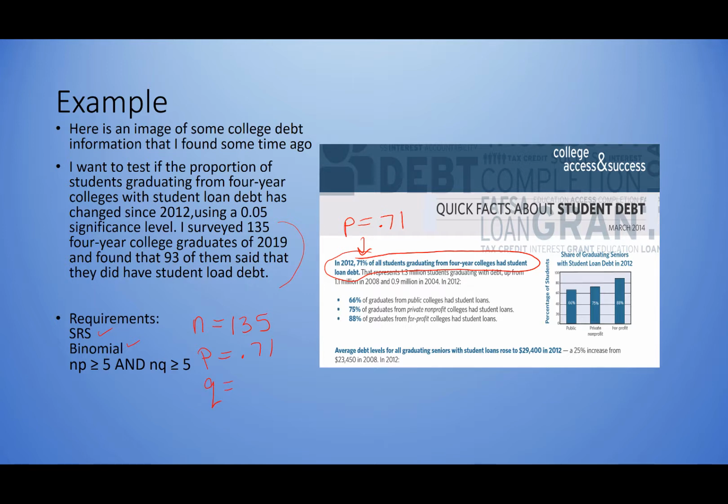So q is the complement of p, so it would be 1 minus 0.71, which is going to give me 0.29 for my q. Now I can do a simple calculator exercise, and I can take 135 times 0.71. That gives me 95, which is well over 5. And then I can take 135 times 0.29. So this is n times q, and that computation gives me 39, which is well over 5. So both of these requirements are also satisfied.